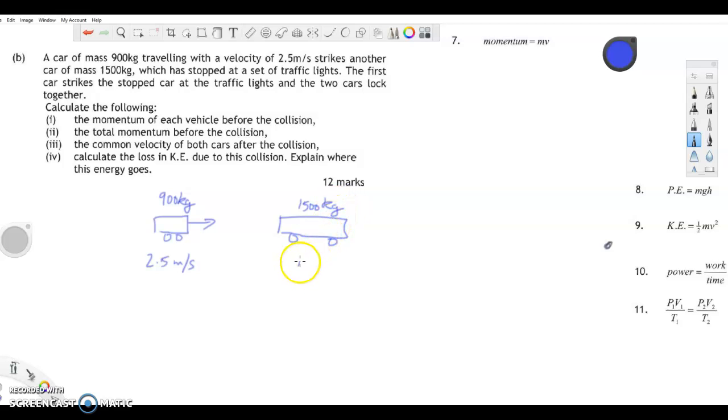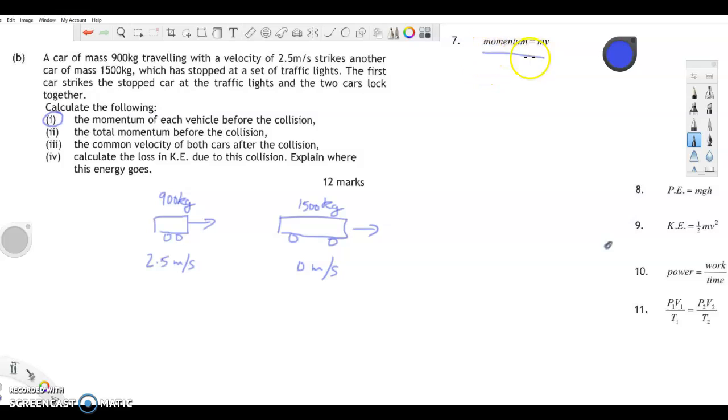And that's stopped, so that's 0 meters per second. This is before the collision, right? Going left to right is positive, say. The first car strikes the second car and the two cars lock together. Part 1. Calculate the momentum of each vehicle before the collision.